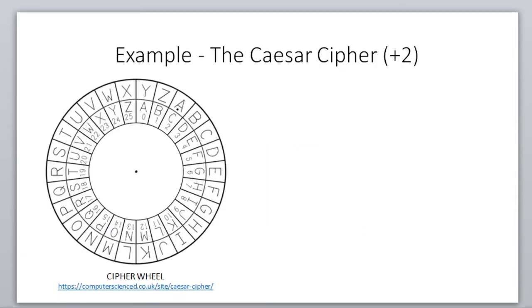Let's take an example to make this clearer. One of the most well-known ciphers is known as the Caesar shift, named after Julius Caesar, who would use it to encode his military messages. It works by shifting all the letters in the alphabet a few places along from where they would normally be. For example here, if we were shifting every letter by 2 to the right.